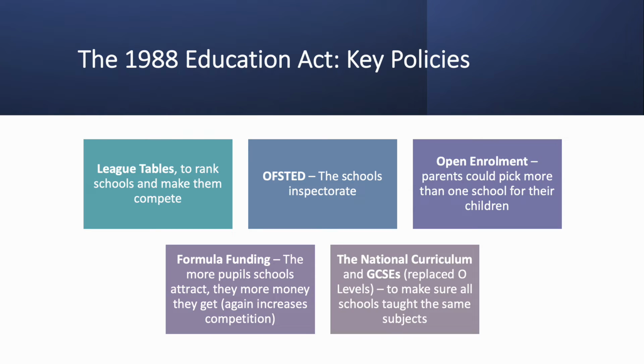So to my mind, there are 5 key policies of the 1988 Education Act: league tables, Ofsted, open enrolment, which is parental choice, formula funding, linking the amount of funding a school gets to the amount of pupils it has, and finally the national curriculum. And all of these ideas work together to make schools compete for pupils.